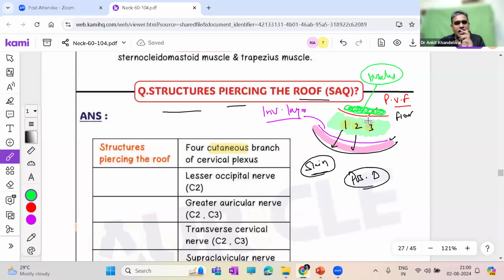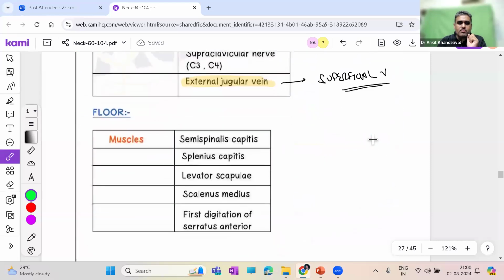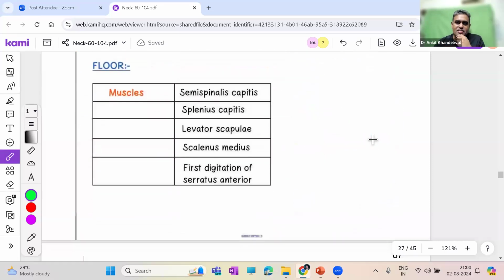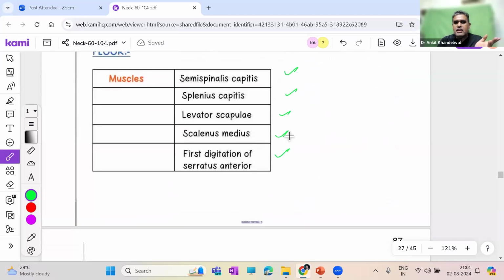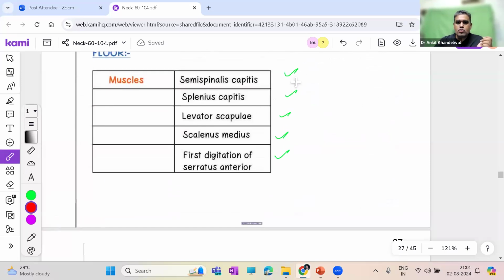What do these muscles do? They are going to rotate the neck, move the neck. So this floor, these are all the muscles which are lying. Learn a few names and see in the diagram. Semispinalis capitis. These are not very famous muscles, but for the posterior triangle, you need to know these names. Semispinalis capitis, splenius capitis, levator scapulae, and scalenus medius. Not always, but these four do always lie.